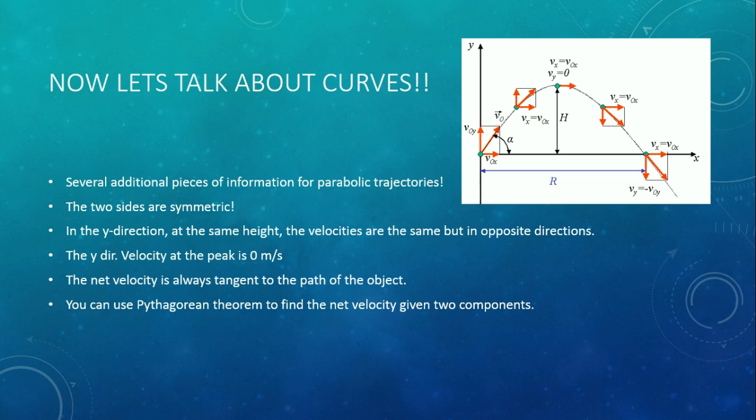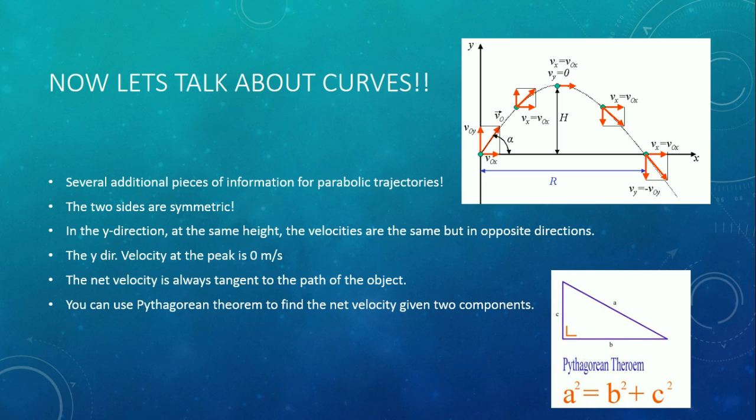And you can use Pythagorean theorem to find the net velocity if you have these two components, x and y. And Pythagorean theorem is just a squared plus b squared equals c squared, or in this case, a is the hypotenuse, so it's a squared equals b squared plus c squared. So basically if you make this into a triangle, so move this line over, the x component squared plus y component squared is the net velocity squared. So that's an important piece of information.